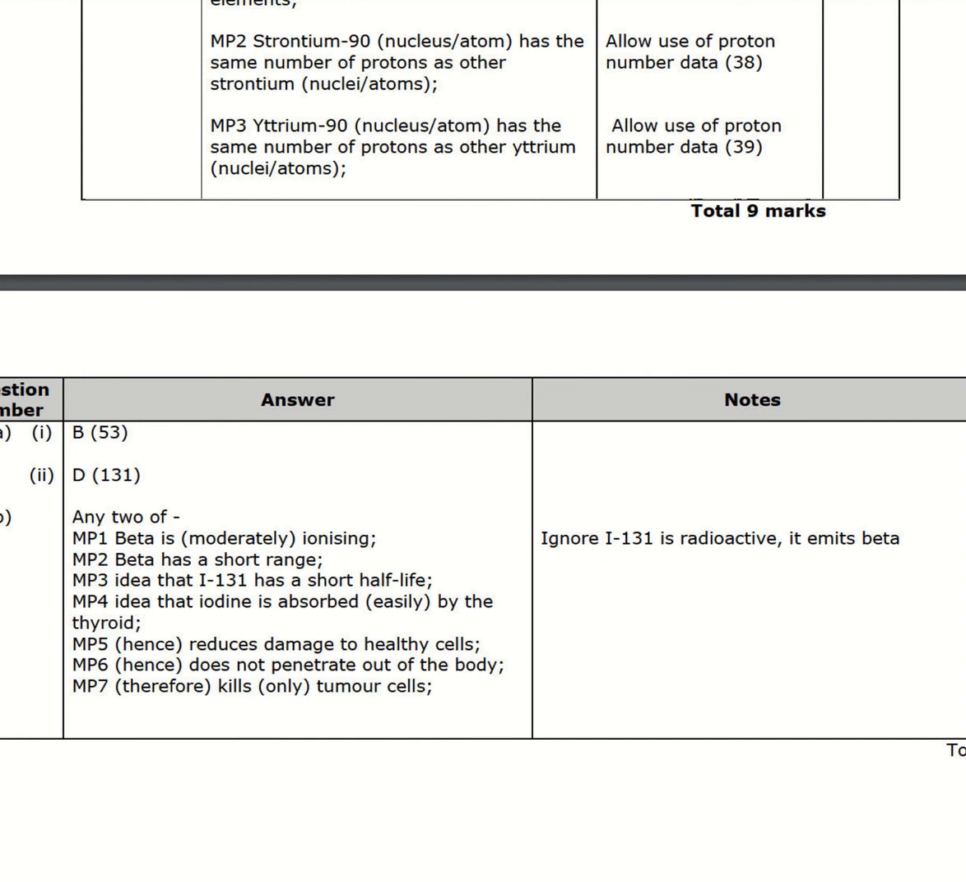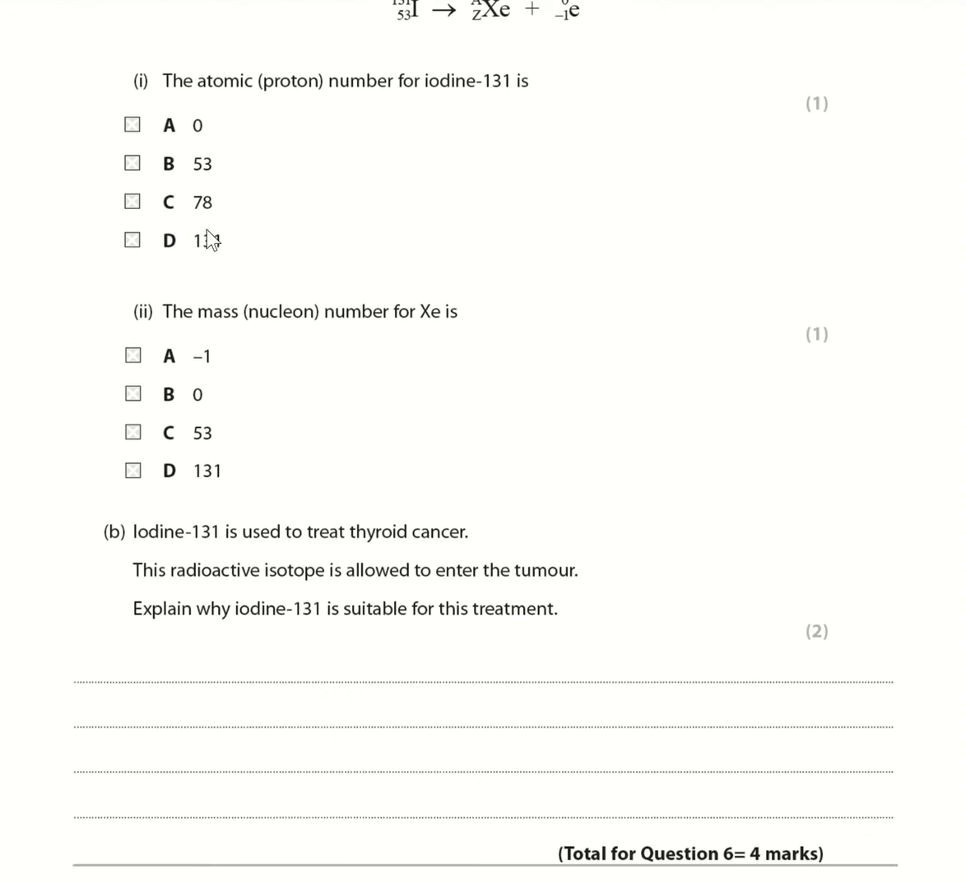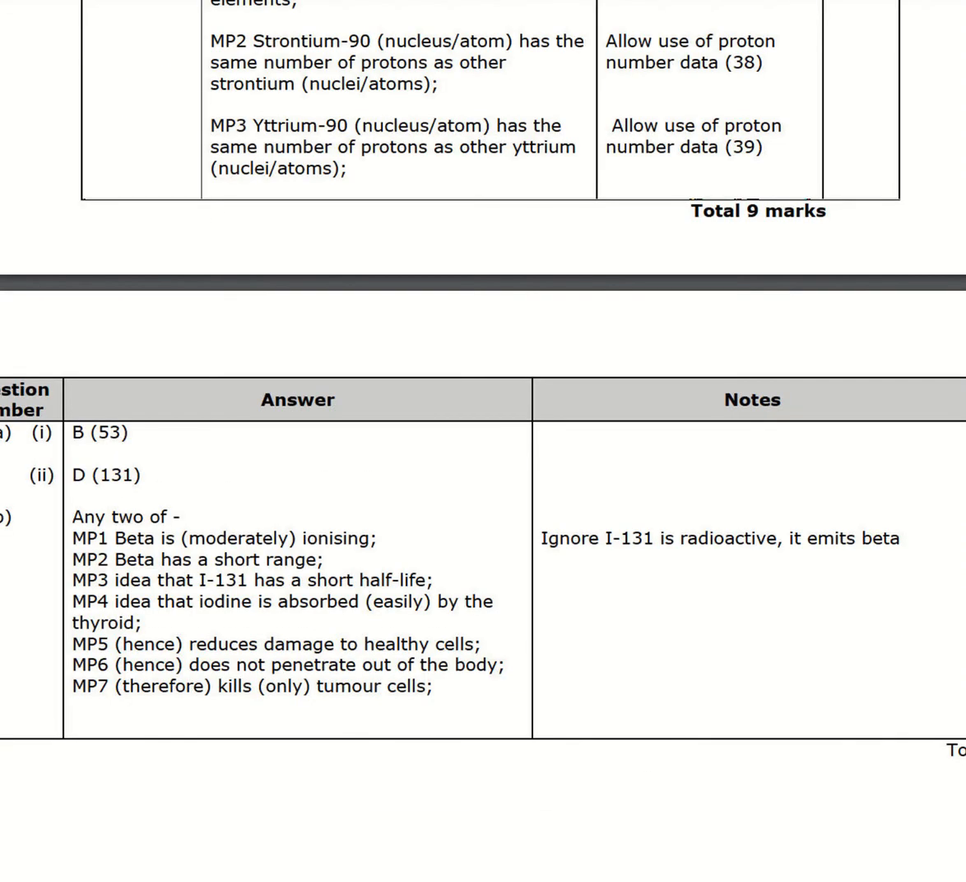That's why it is suitable for this treatment. It is moderately ionizing, short range, has a short half-life, is absorbed easily by the thyroid, reduces damage to healthy cells, does not penetrate outside the body, and therefore kills only tumor cells.